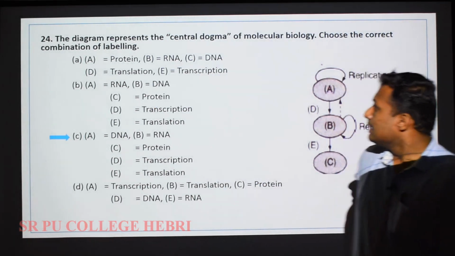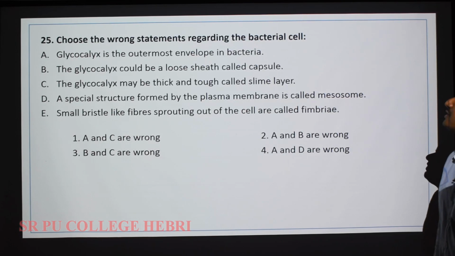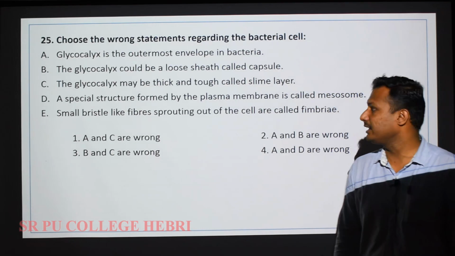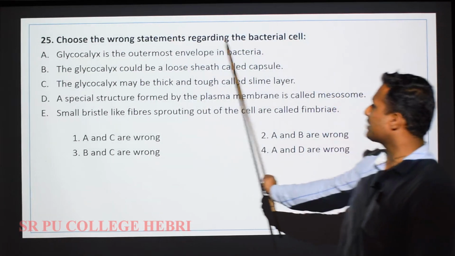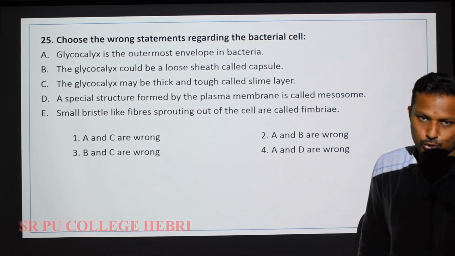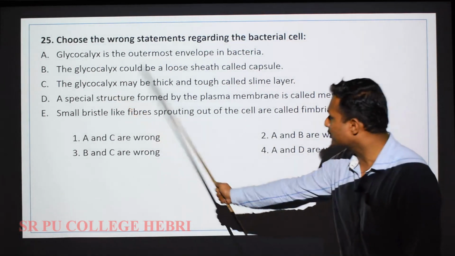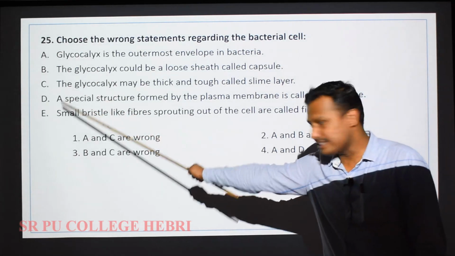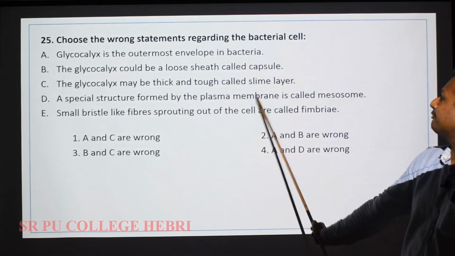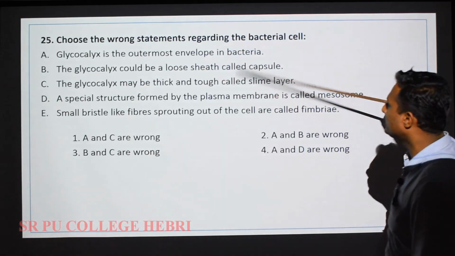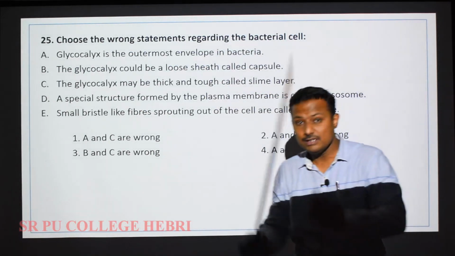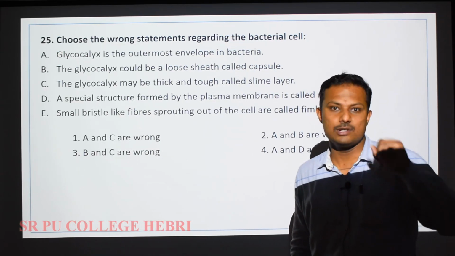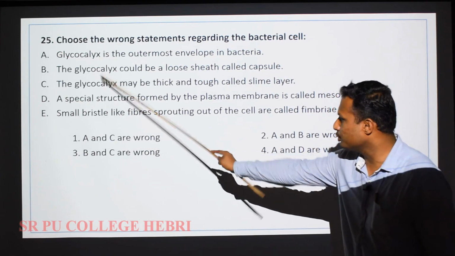Yes. 25th one, choose the wrong statements regarding the bacterial cell. This is regarding the structure of the bacterial cell. Glycocalyx is the outermost envelope in bacteria. Yes or no? Yes, it is correct. The glycocalyx could be a loose sheath called capsule. Let us see. The glycocalyx may be a thick and tough layer called slime layer. Actually, this should be the other way around. When the glycocalyx is tough, it is called a capsule. When it is a loose layer, it is called a slime layer. So these two statements can be wrong.